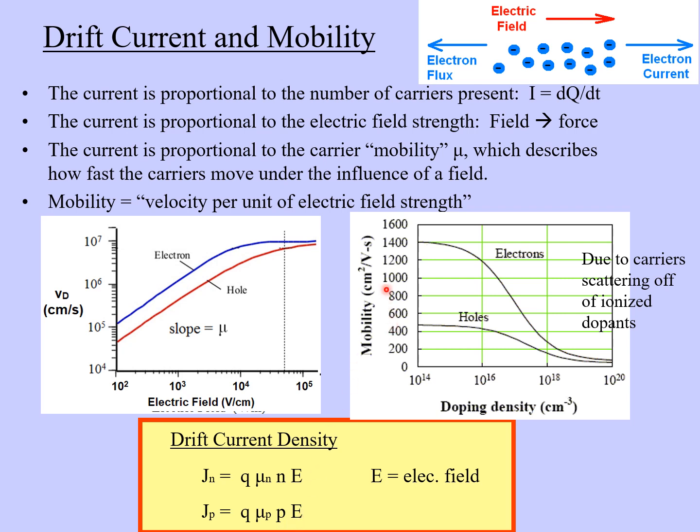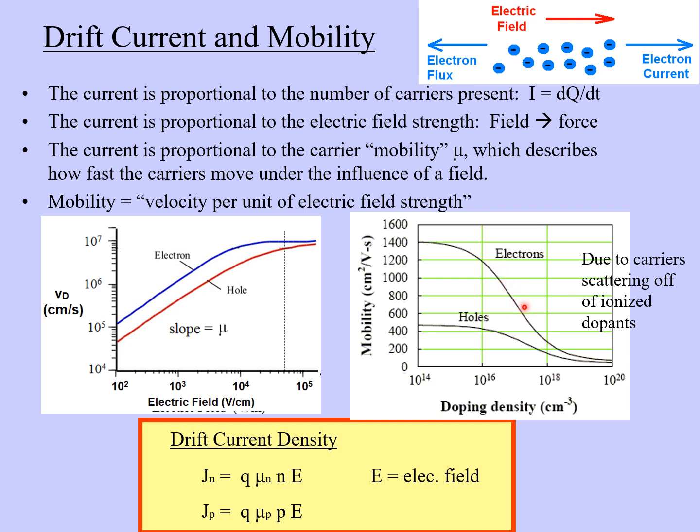So this graph here, we'll look at this in a little more detail soon, is a graph showing the mobility. Remember, that's the mu inside the equation there, as a function of doping density. So mobility is not really a constant. It varies greatly with the doping density. Notice for electrons, for example, for lightly doped materials, where there's not a lot of dopants, the mobility is very high. It's about 1400, and the units here are centimeters squared per volt-second. But as we increase the doping density, the mobility drops.